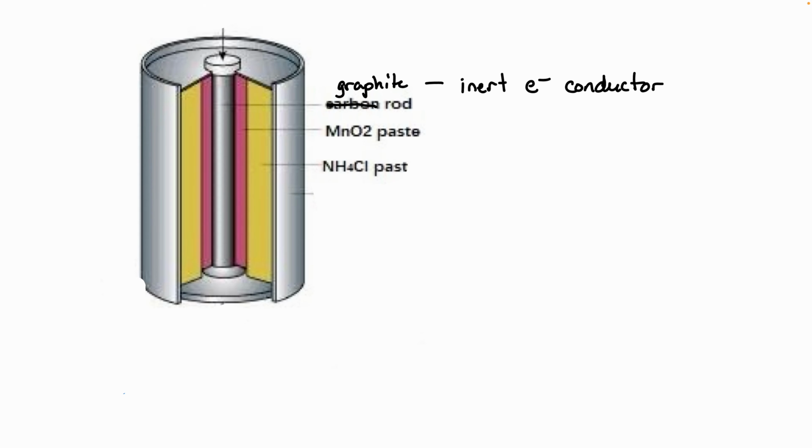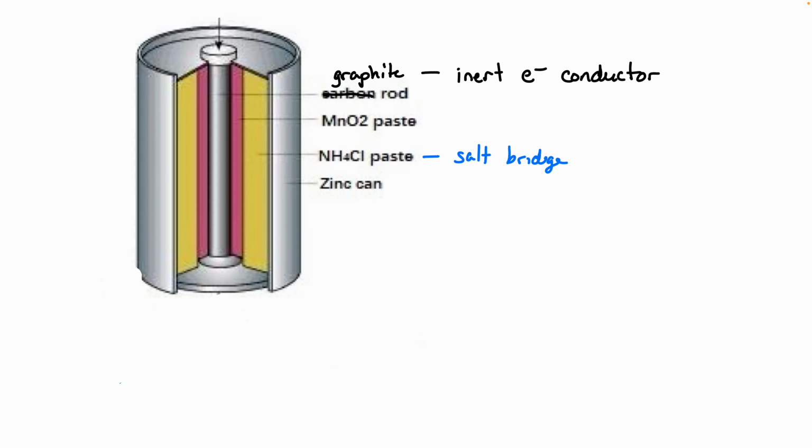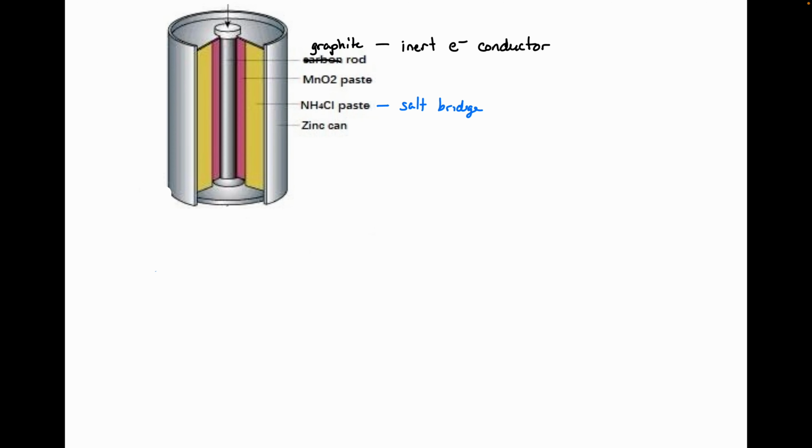Then you have a layer of ammonium chloride, and this is playing the role of your salt bridge. This is here to make sure that your charges stay balanced as your battery runs. All right, and then lastly, we have this zinc canister here, which importantly includes the bottom of this as well, right? The bottom of your battery as well. All right, so let's take a look at the reactions that are taking place for this battery here.